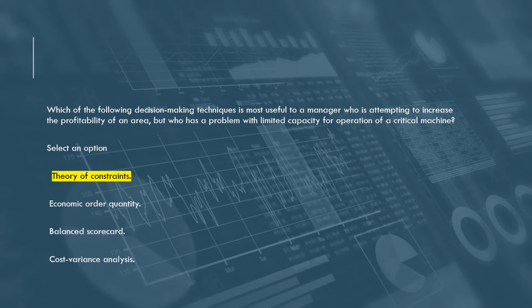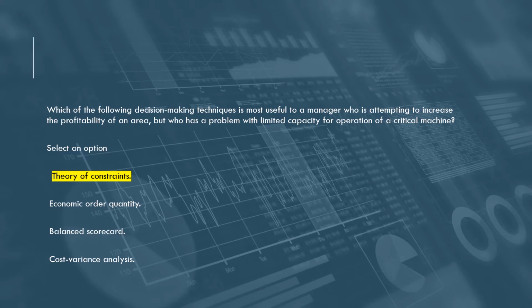Our question is: which of the following decision-making techniques is most useful to a manager who is attempting to increase the profitability of an area, but who has a problem with limited capacity for operations of a critical machine? Our options are theory of constraints, economic order quantity, balanced scorecard, cost variance analysis. So the answer is theory of constraints.